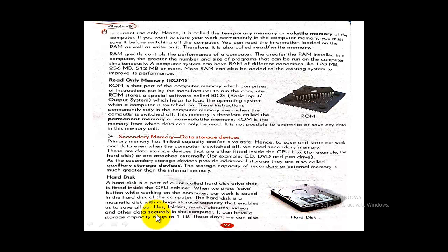Whatever work you have done in the computer, if you save it, if you press the save button, it is saved inside this hard disk. If you work on something in MS Word or in MS Excel, and if you want to save the file for future use, then you save it. When you press the save button, it is saved inside this hard disk.